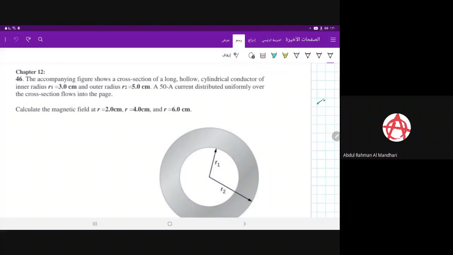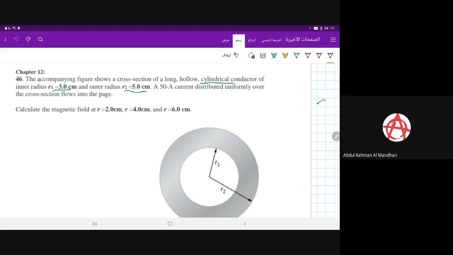So in chapter 12, number 46, we have this figure showing a cross section of a long, hollow, cylindrical conductor of inner radius R1 equal to 3 centimeters and R2 equal to 5 centimeters.